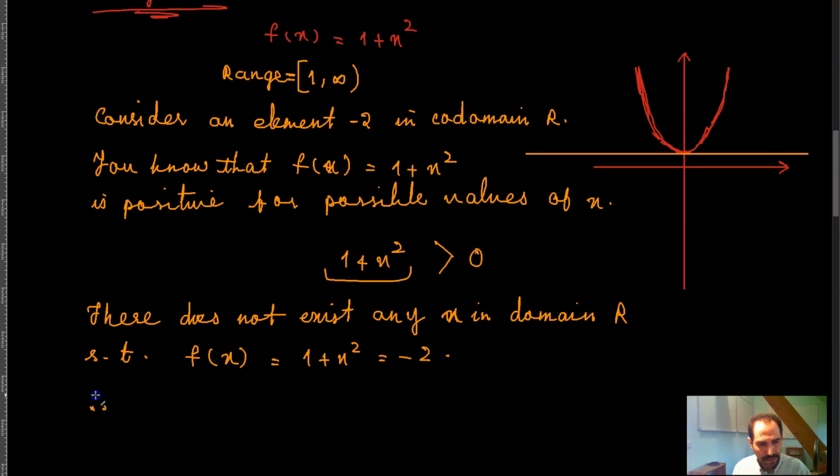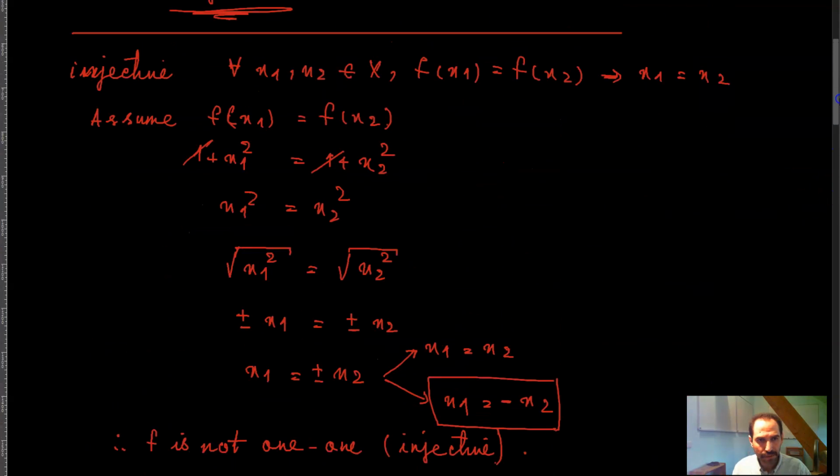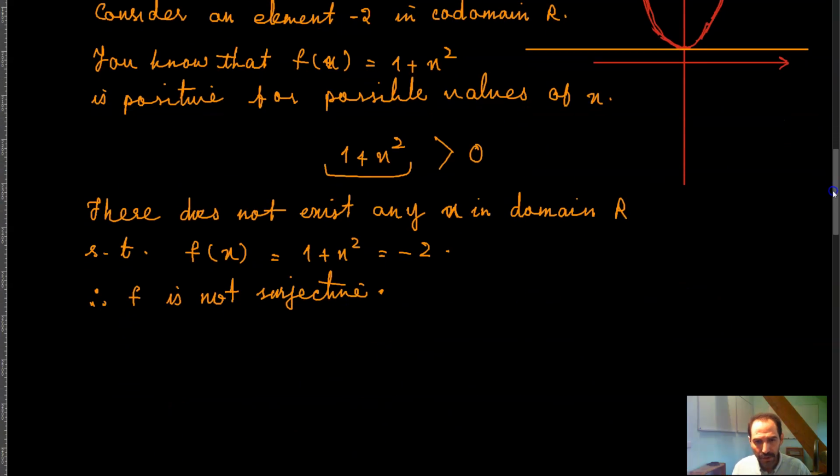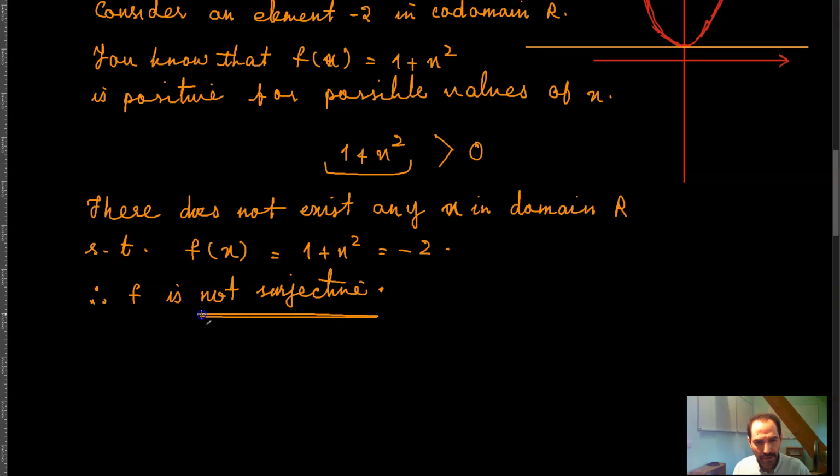And therefore you can say that f is not surjective. And of course, since we argued that f was not 1 to 1, and it's also not surjective, you can say that f is not bijective.